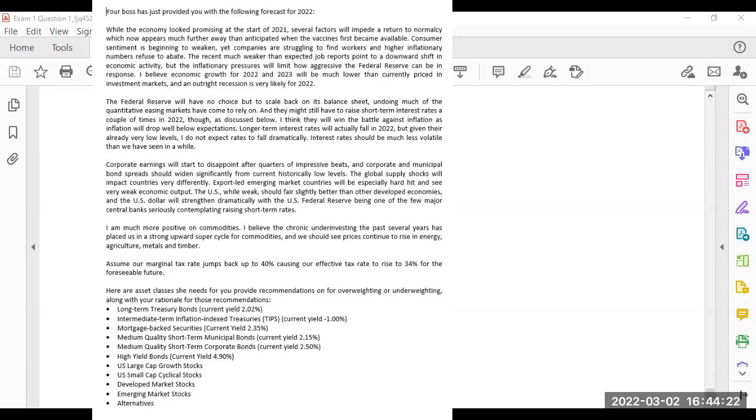"The Federal Reserve will have no choice but to scale back on its balance sheet, undoing much of the quantitative easing, and they might still have to raise short-term rates a couple of times, though assuming they're successful, rates would stay low. I think they will win the battle against inflation, as inflation will drop below expectations." So now what do we say? Concern, but will fall back.